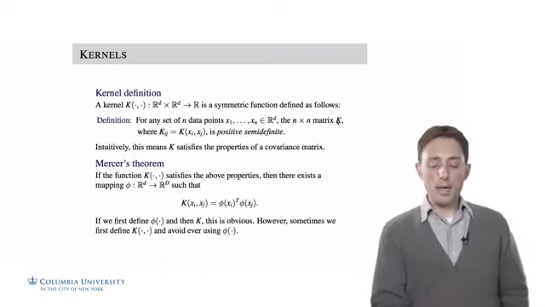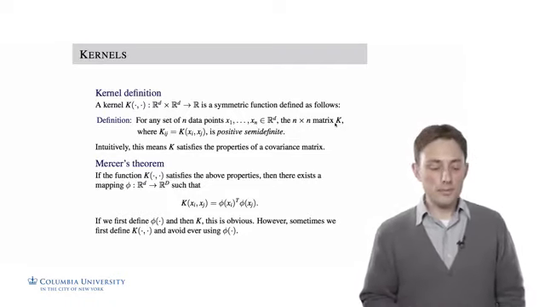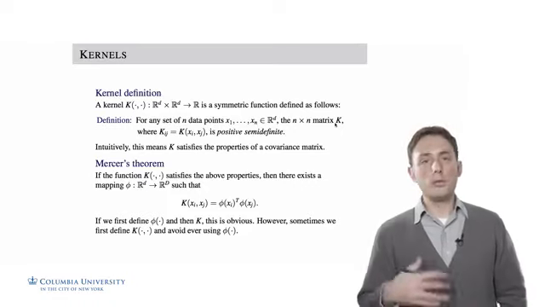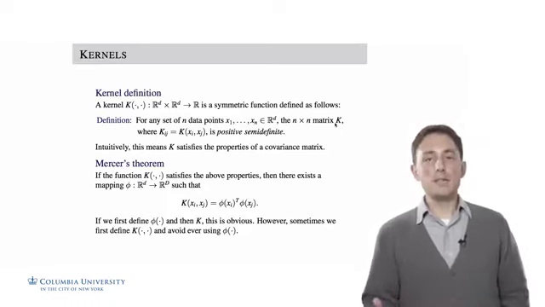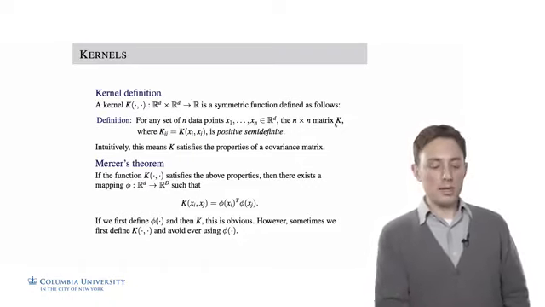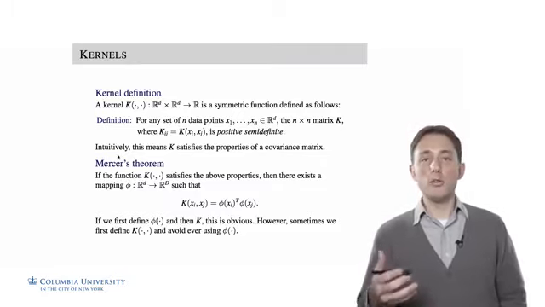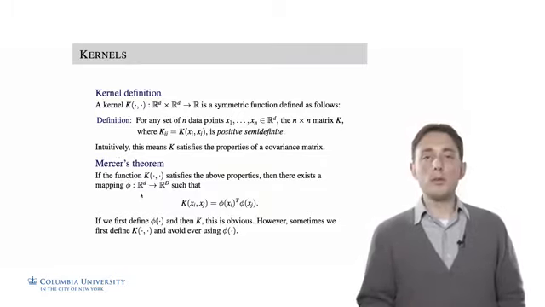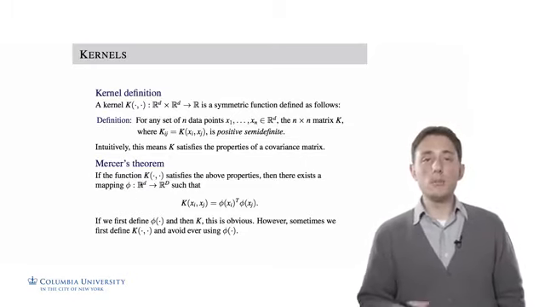Then this n by n matrix is a positive semidefinite matrix. And so intuitively what that means is that K satisfies the properties of a covariance matrix. You don't need to think in those terms, but that's some intuition about how we could think about K as a covariance matrix. So there's an important theorem that we're not going to prove, but we're just going to state, called Mercer's theorem.